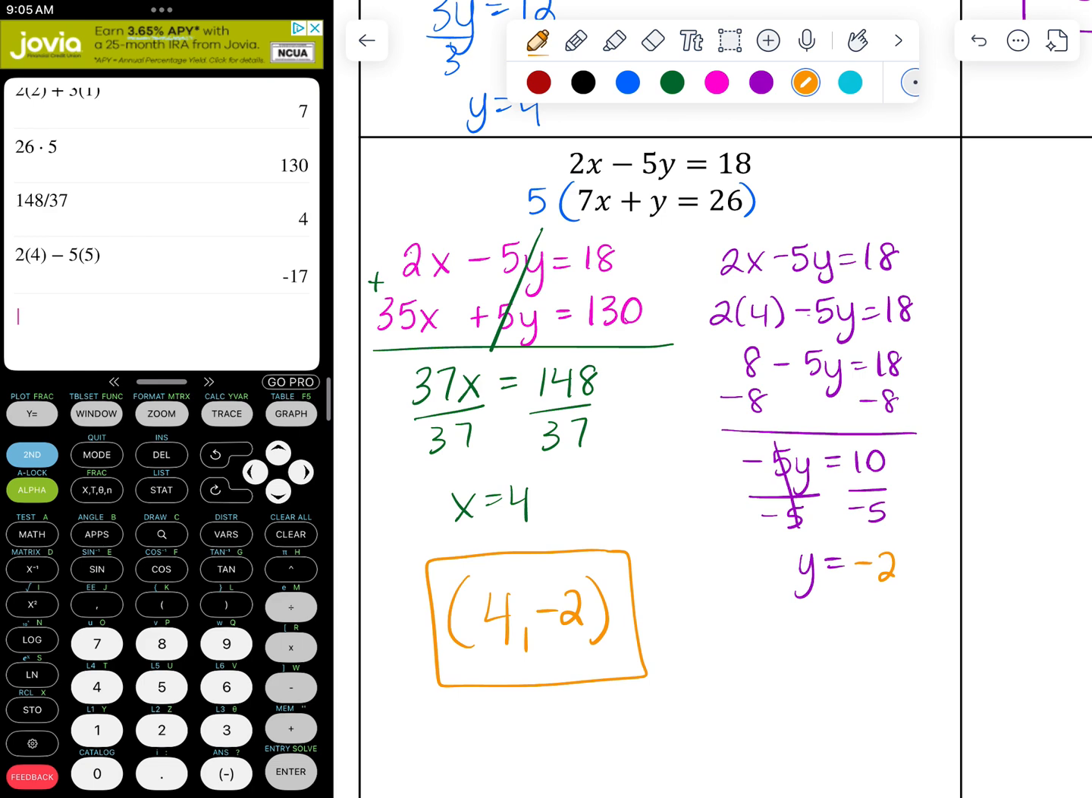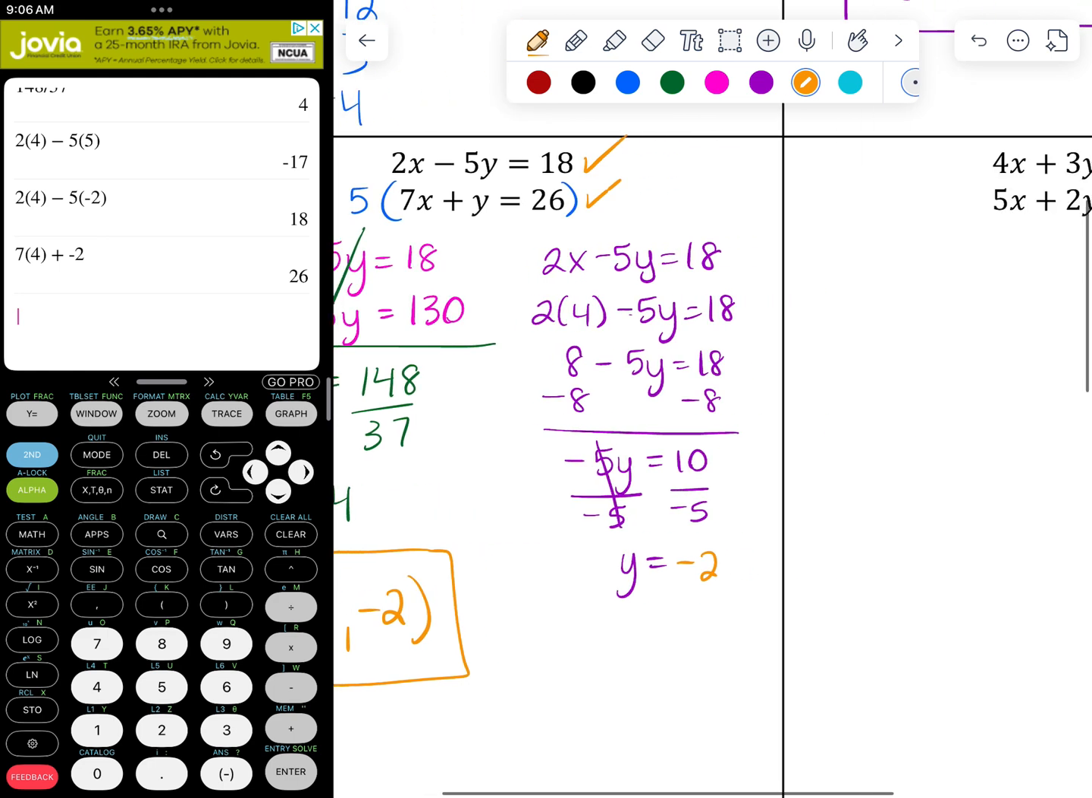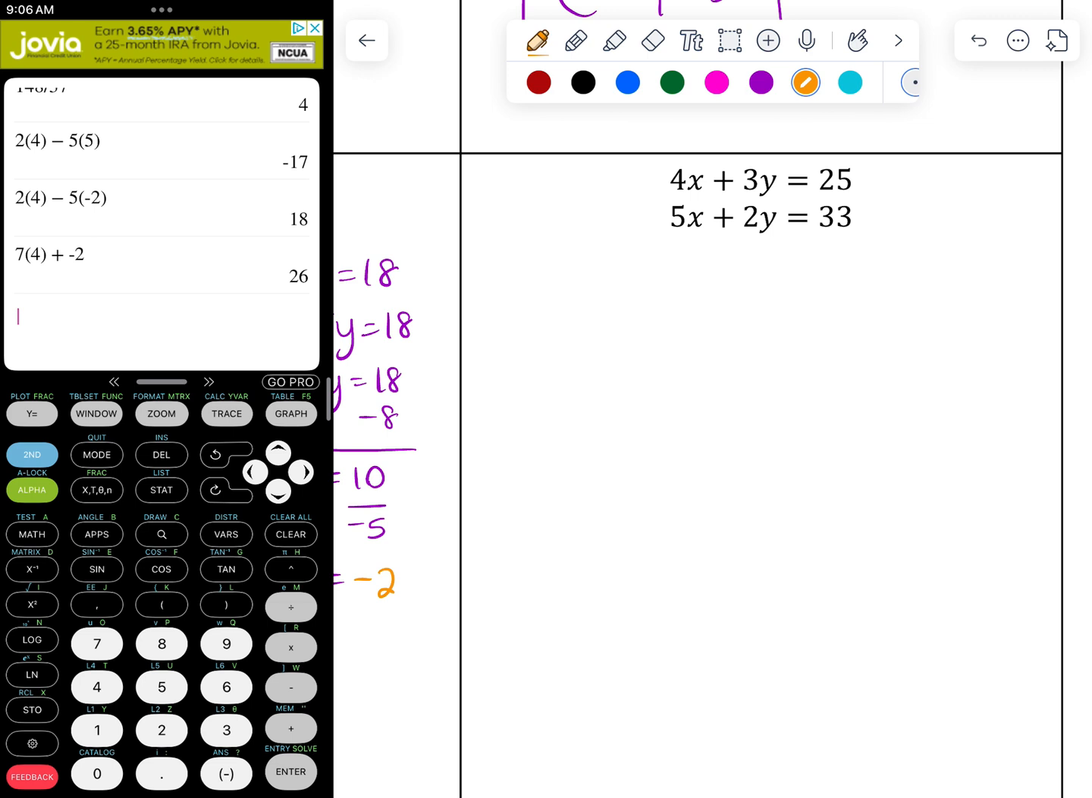So we need to make sure that we are checking that we get a correct answer. So let's try again. 2 times 4 minus 5 times negative 2, and that is going to equal 18. So now I know I went back, I found my mistake, I fixed my answer, I rechecked it, and we're good to go. Let's check the second equation. 7 times my x value plus my y value is equal to 26. We're good to go, okay? So that's a great example of how you can go back, find a mistake that you made, and refix your answer and check it. Let's take a look at one last equation.